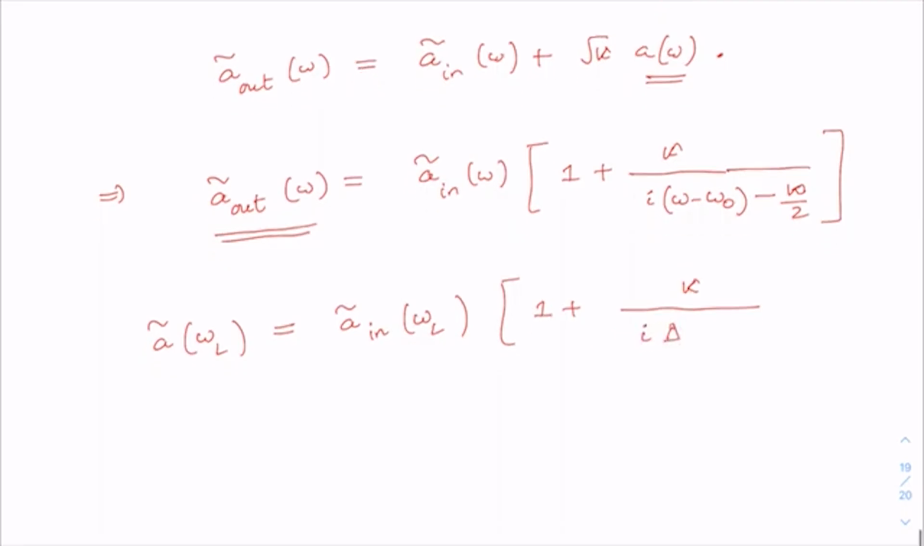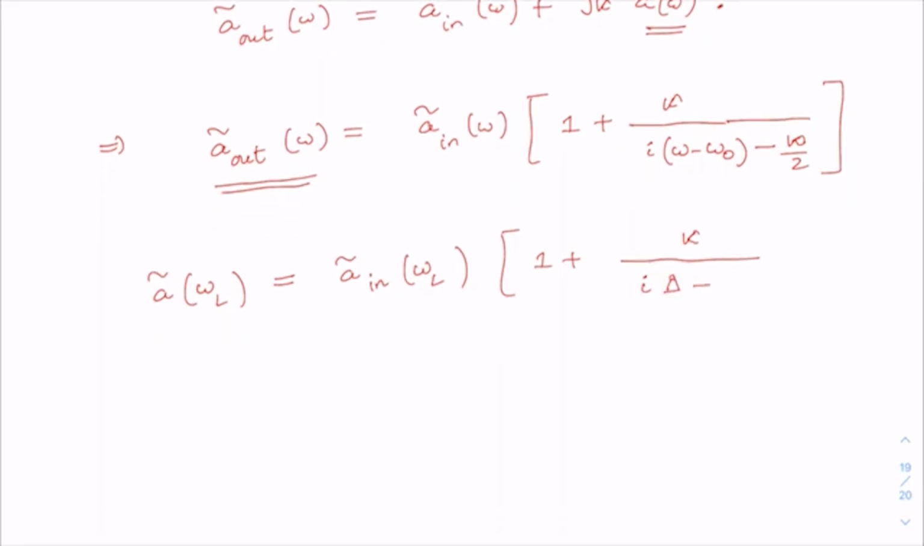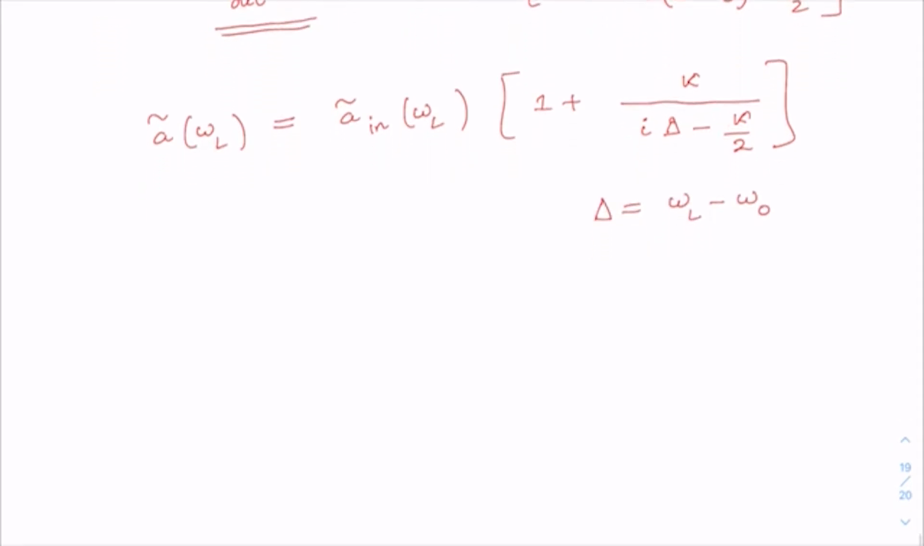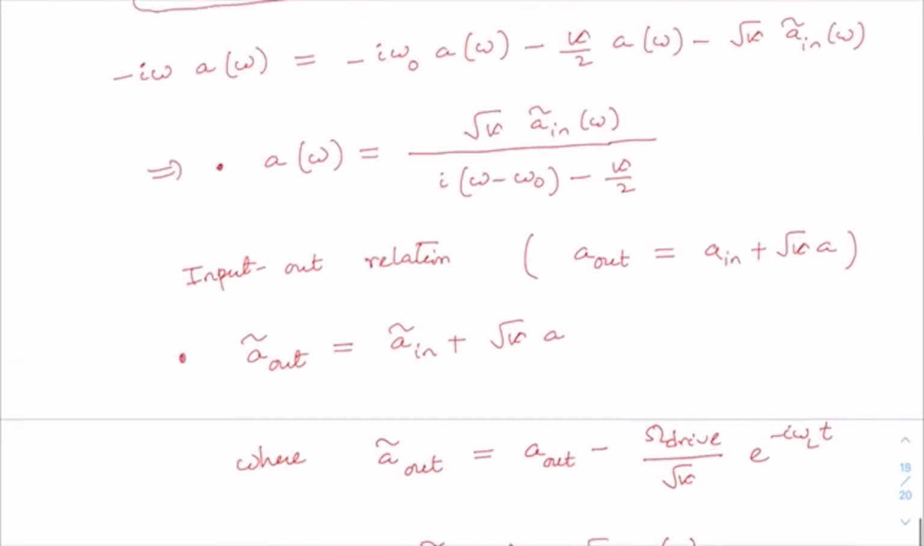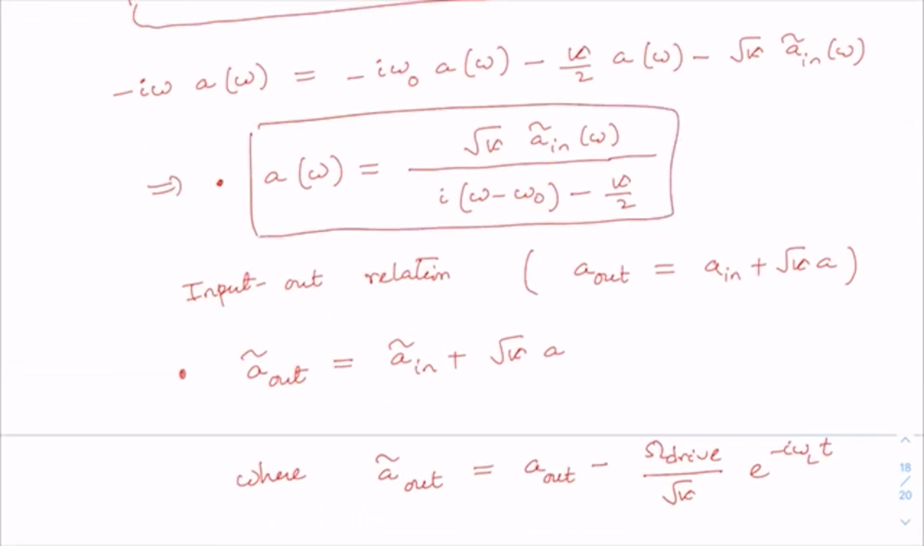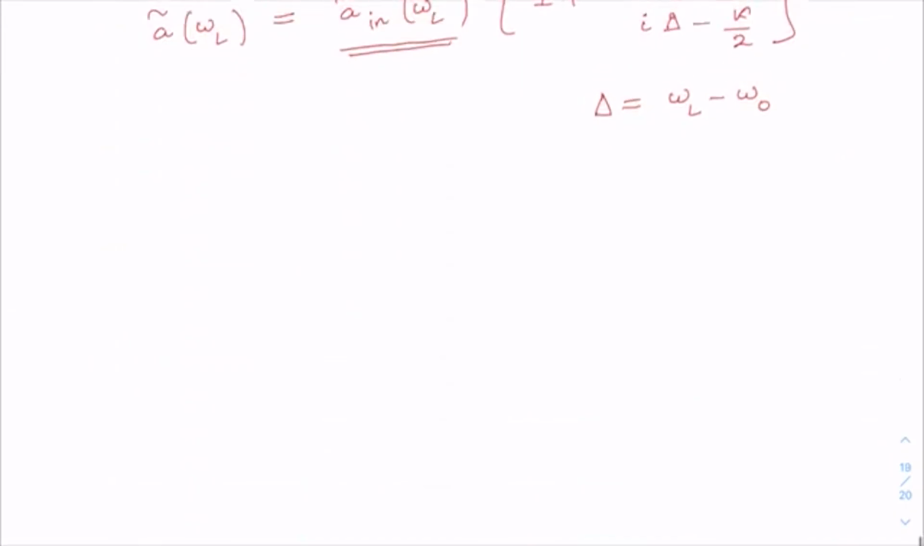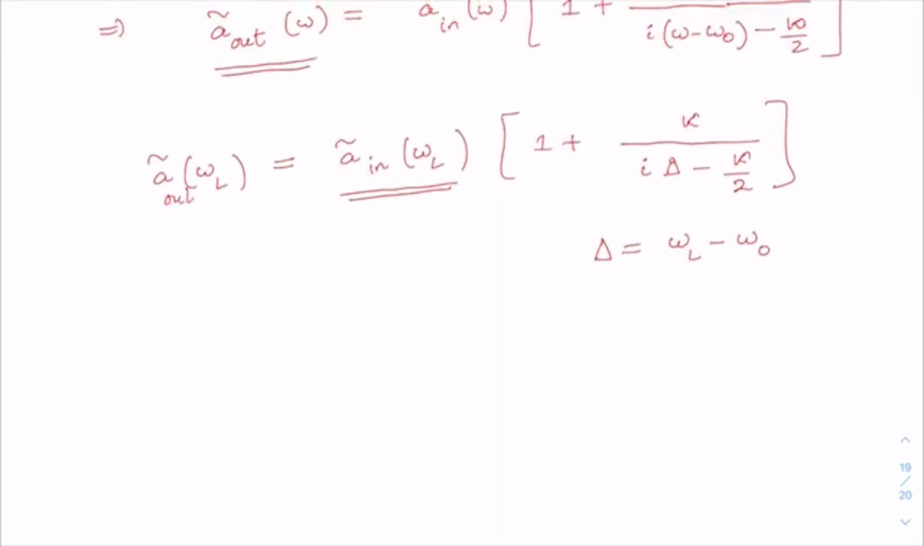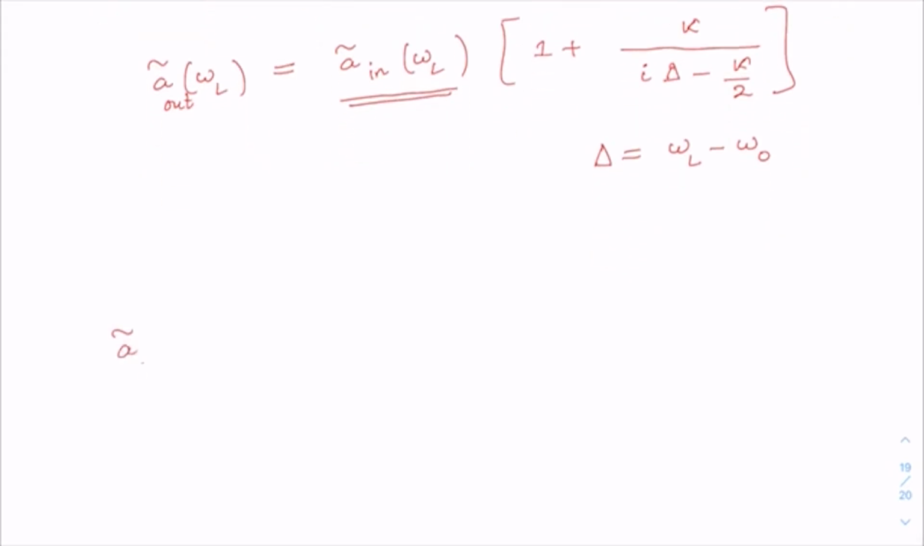Let me define it as the detuning parameter, i delta minus kappa by 2, where I have defined the detuning parameter as omega L minus omega 0. And again, we can write this A tilde in omega L in terms of A of omega, because we have this expression. From here I can write it in terms of A of omega, and if I put it there, I will get an expression for A tilde out.